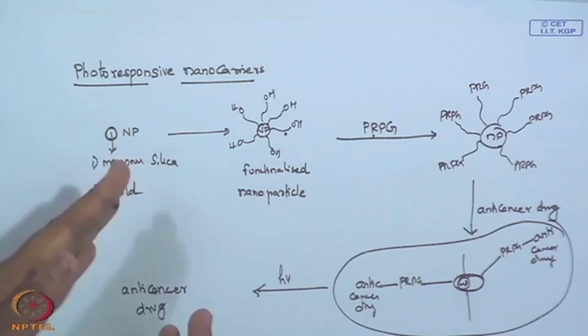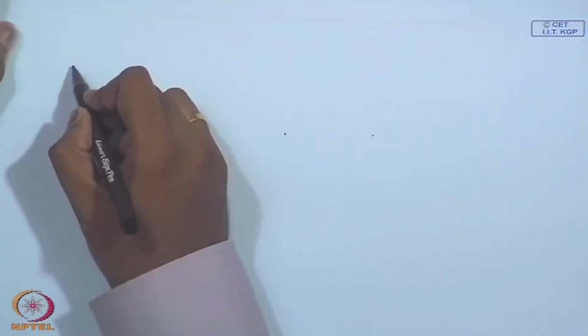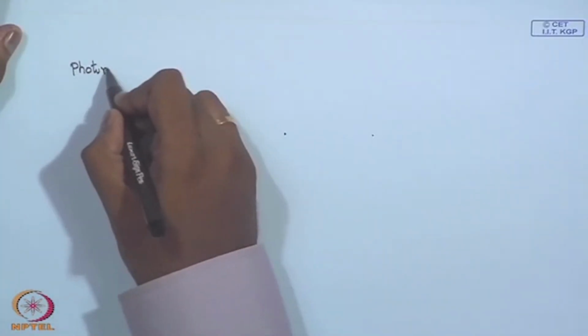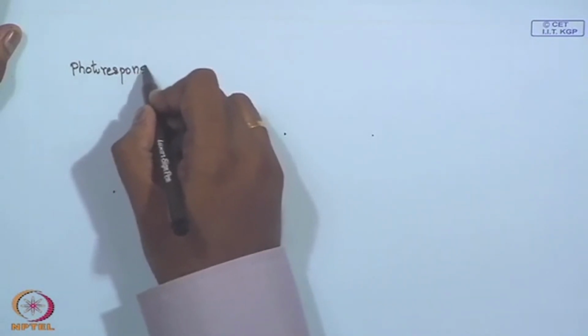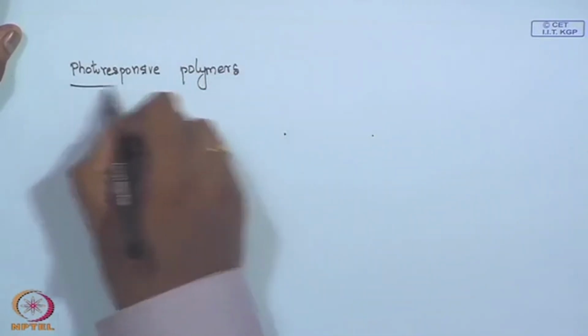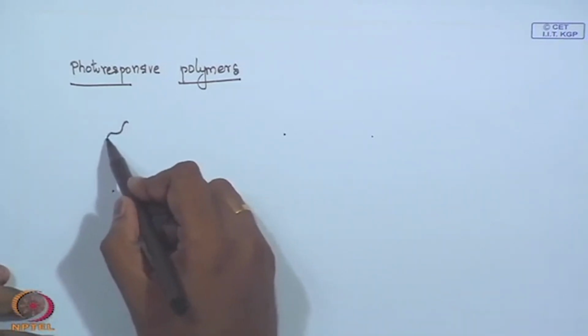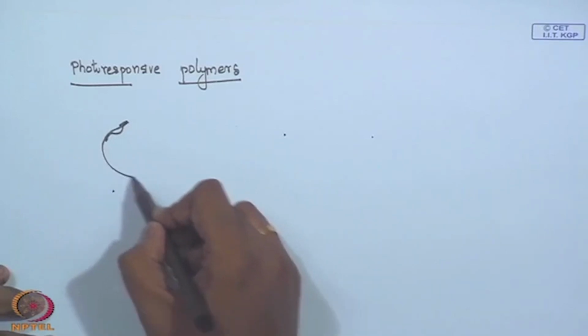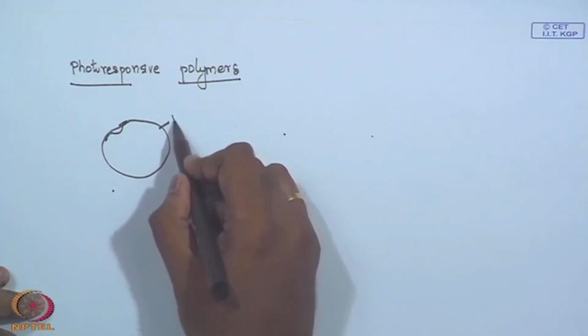Not only nanoparticles, people have even used photoresponsive polymers. Those are photoresponsive nanocarriers too. People have made photoresponsive polymers, where instead of a nanoparticle you will have a polymer. So basically they make a polymer, and this polymer will have a photoremovable protecting group built in.